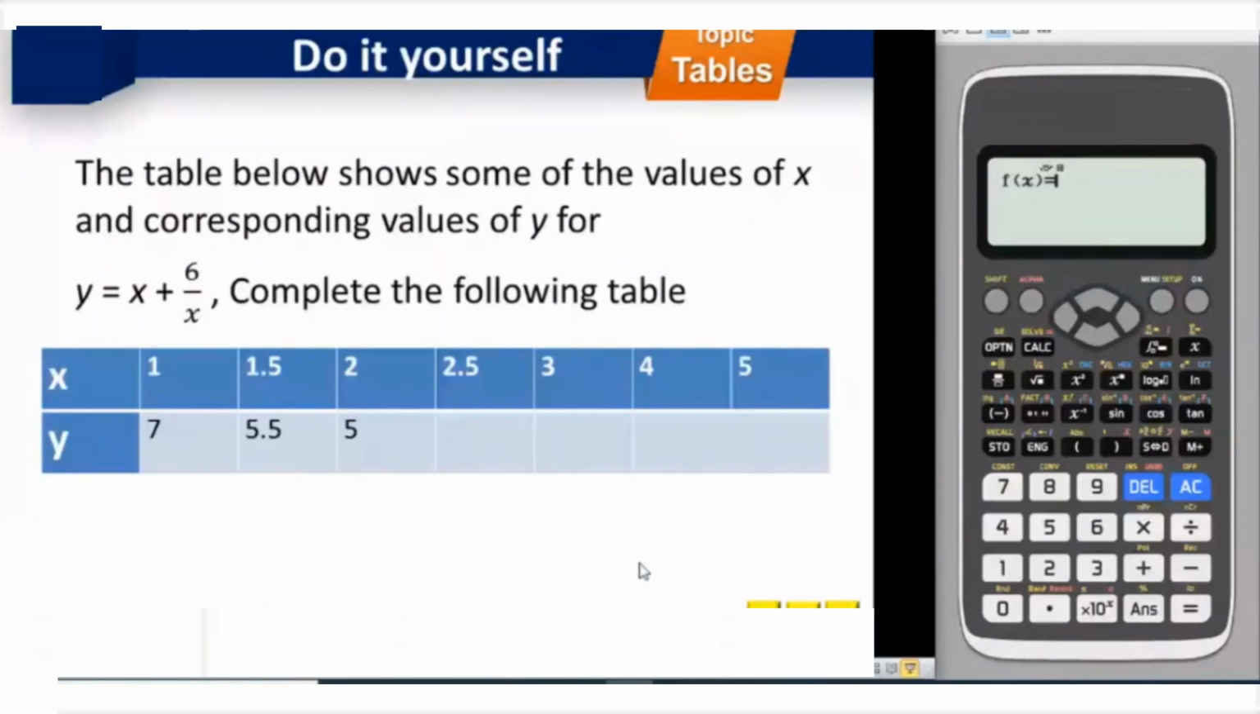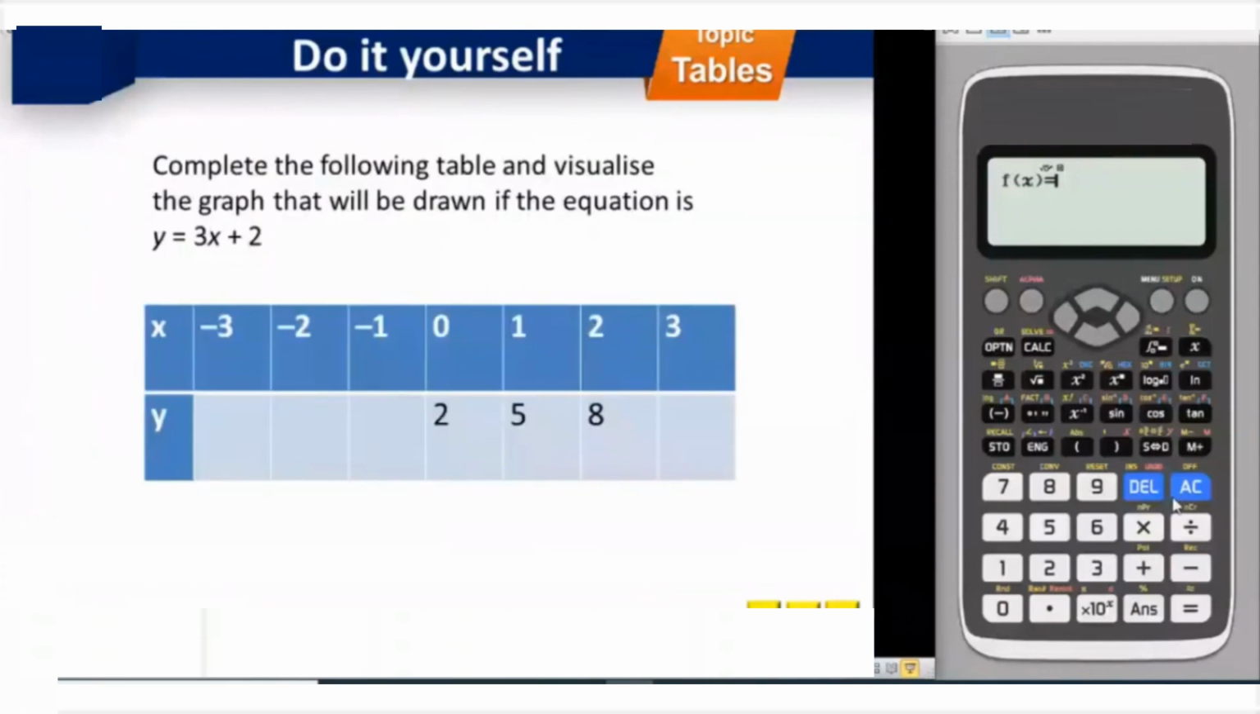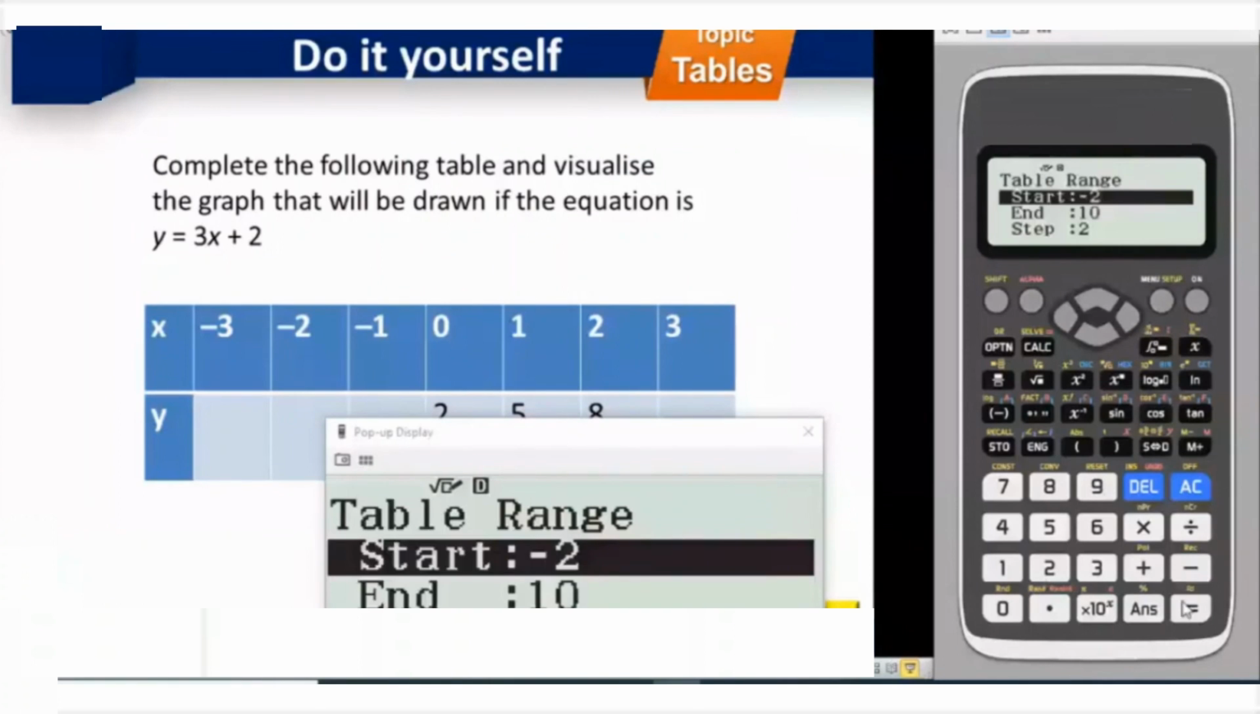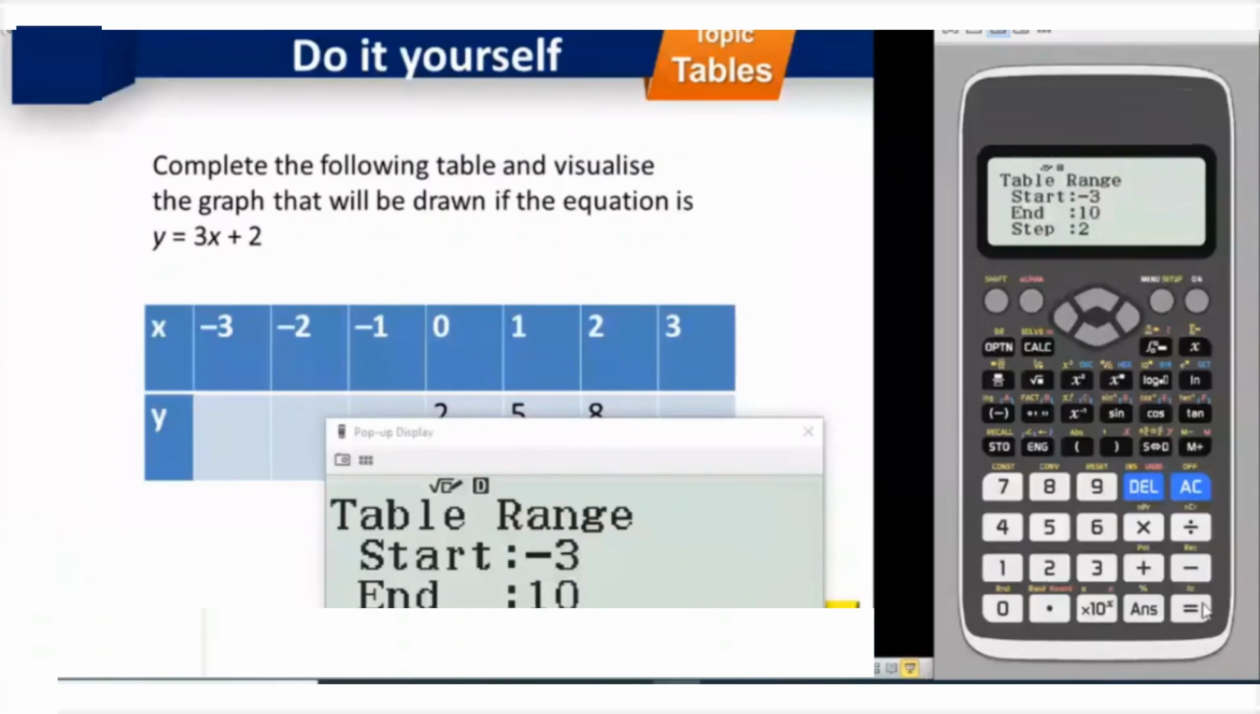So f of x is 3x plus 2. And I press equals to, there is no gx. Starting value is minus 3. Ending value is 3. There is a step of 1. How do I realize there is a step of 1? Because of the difference in the values of x. I press equals to, and I will get the table.